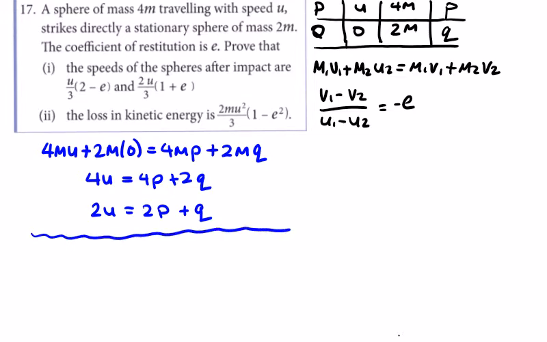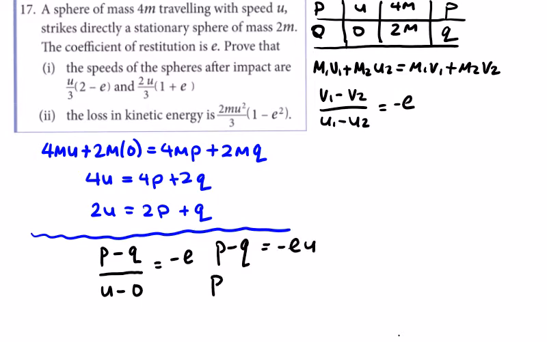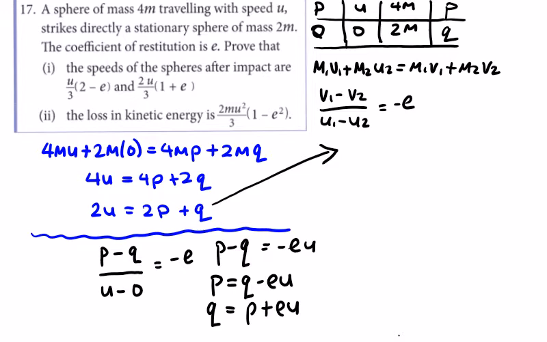v1 minus v2 is p minus q over u minus 0, u1 minus u2, is equal to minus e. So p minus q is equal to minus eu. So from this equation, we can get p is equal to q minus eu, or we could get q is equal to p plus eu. So we take this equation up here. Instead of having q, we can say that 2u is equal to 2p plus q, so plus this guy here, p plus eu.